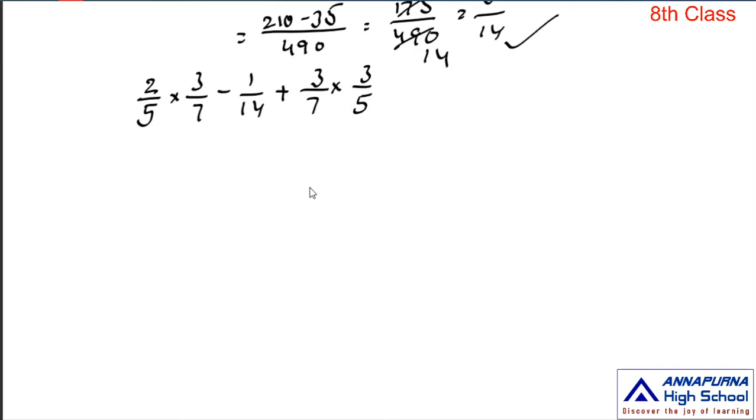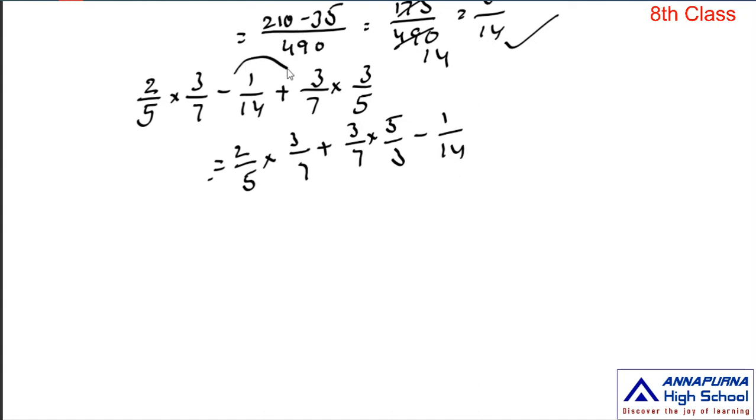Now apply the commutative property to the second and third terms. That means I interchange the second term and the third term. So now the expression is 2 by 5 into 3 by 7 plus 3 by 7 into 3 by 5 minus 1 by 14. Here I interchanged the second and third terms along with the sign. Now observe the first two terms. In these two terms, 3 by 7 is the common factor. Now apply the distributive property. Now it is in the form of A into B plus A into C, which is equal to A into (B plus C).